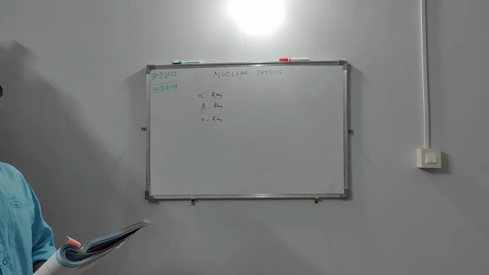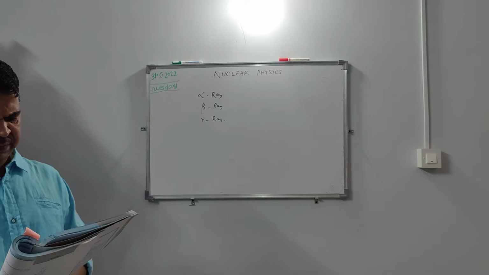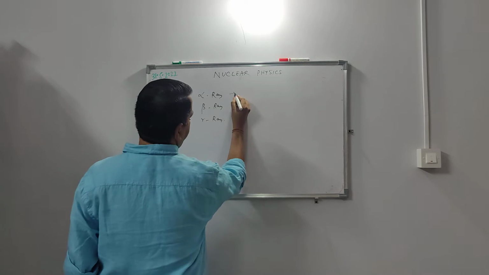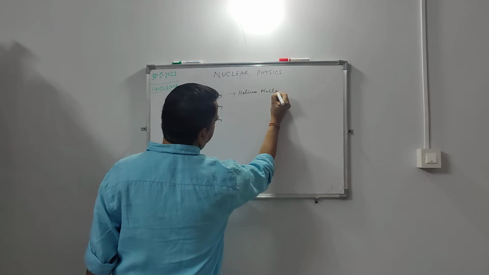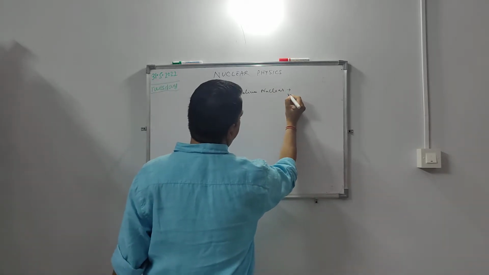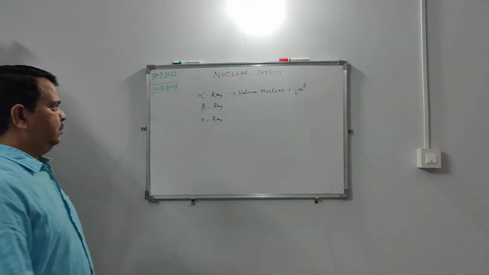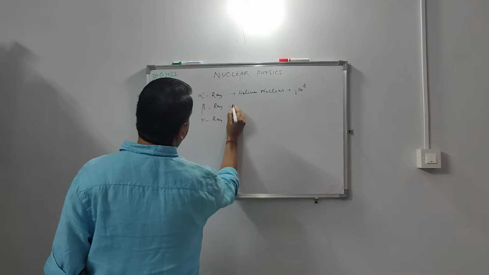Alpha ray is nothing but a helium nucleus, the emission in which a helium nucleus is emitted. So it is nothing but 2He4. This is a helium nucleus. Another thing is that alpha, beta, gamma radiation does not take place simultaneously. Alpha is emitted, then after alpha, beta, not together.